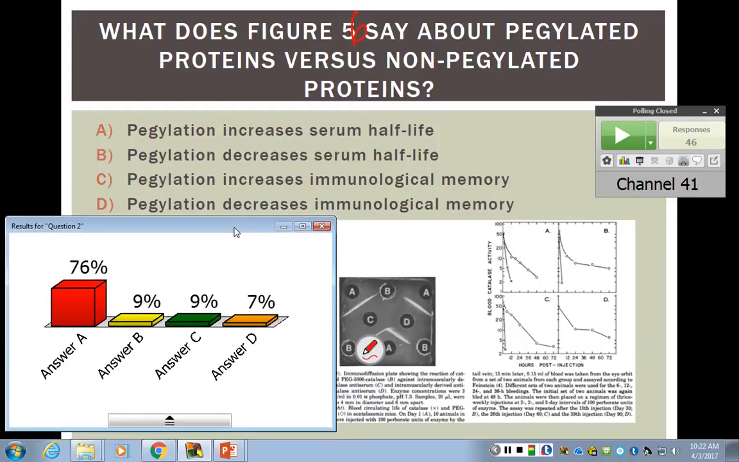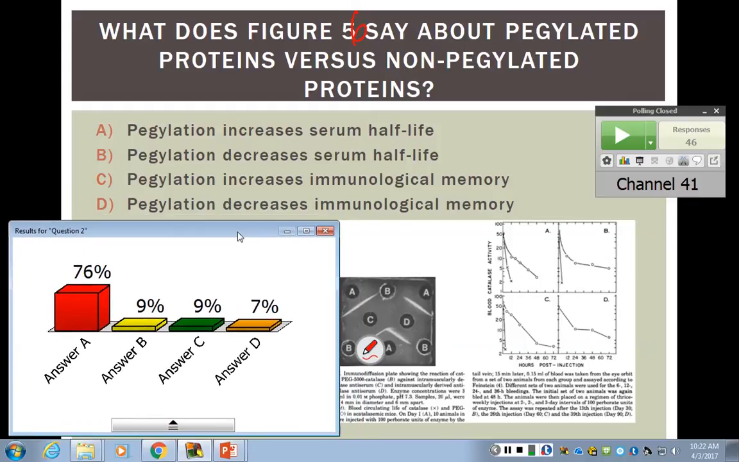Most of you said A, pegylation increases serum half-life. Why A? What about the data tells us that it increases the serum half-life? The pegylated version is still there on day 90? Still there on day 90, but remember on day 90 these mice get a re-injection, right? So on each day, right, we're asking day 0, day 30, day 60, day 90. Each one of those days it's being injected.